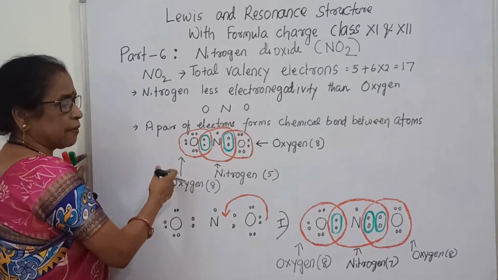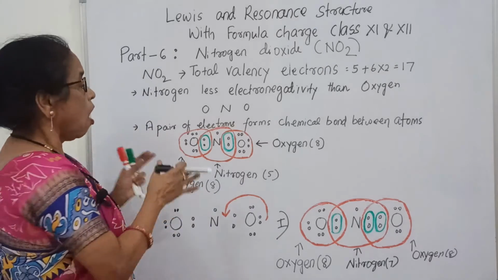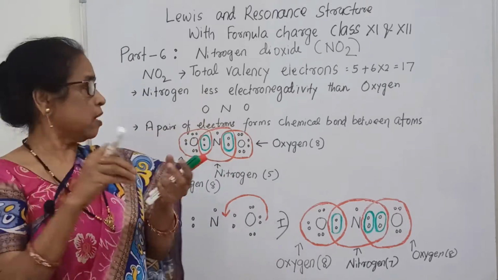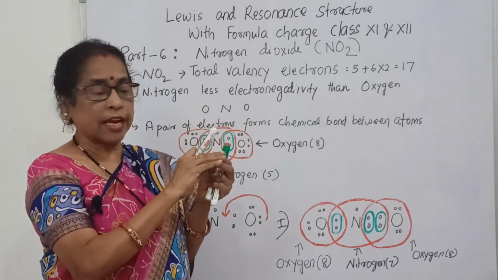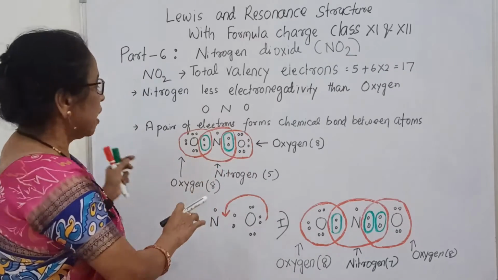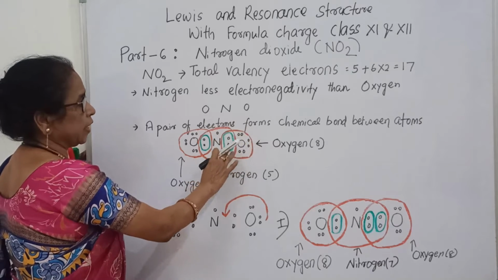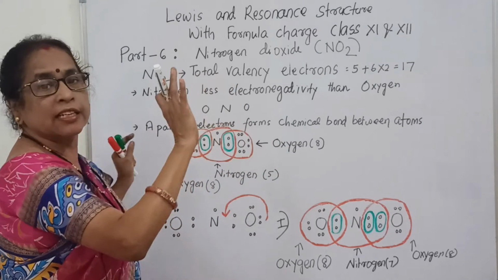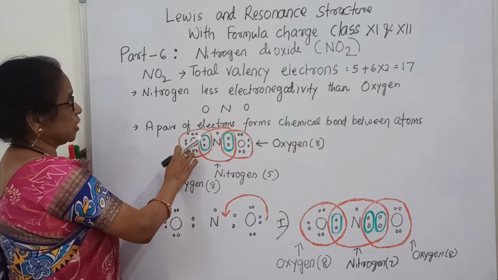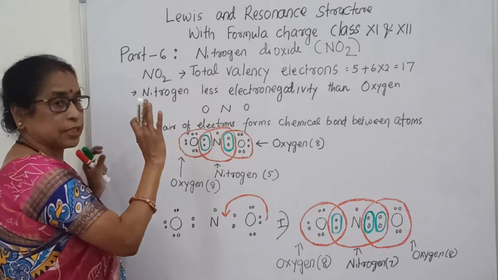Now what is the next step? We will see the octet form. Octet form means whether this oxygen surrounding is 8, that oxygen surrounding is 8, and the middle nitrogen surrounding is 8 or not. You will check one by one. Now see oxygen here 1, 2, 3, 4, 6 to 8. That means oxygen has 8, that is satisfied. And this oxygen also you can see 2 to 4 to 6 to 8. Okay, this is also satisfied.